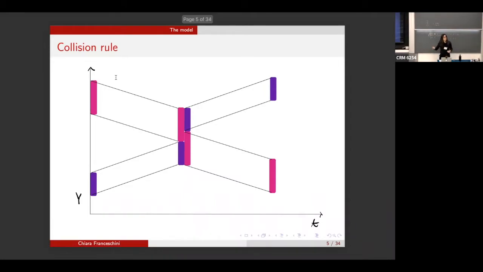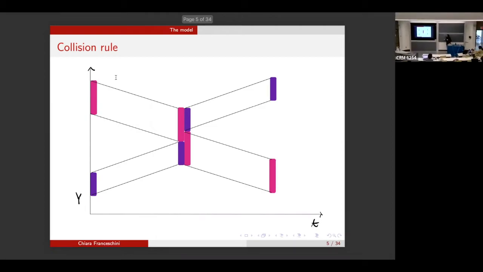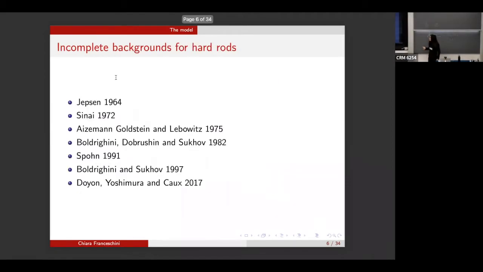So inhomogeneous size means they have different lengths. And before going any further, let me give you a bit of bibliography. They were initially studied between the 60s and 70s. Jepsen studied some space-time correlation, and then Sinai, Aizenman, Goldstein, and Lebowitz studied ergodicity properties. And finally, in '82, there was this paper of Boldrighini, Dobrushin, and Sukhov, where they studied the hydrodynamic limit for a system of homogeneous rods.